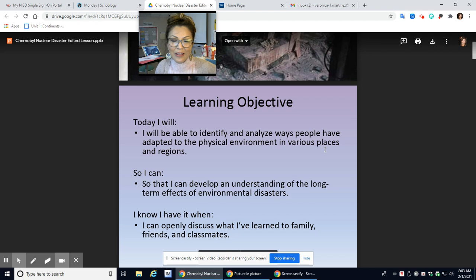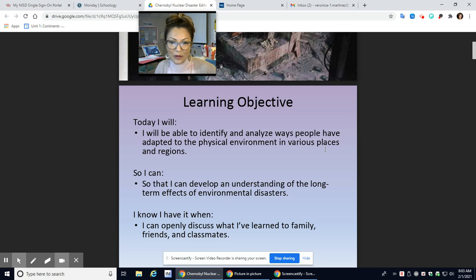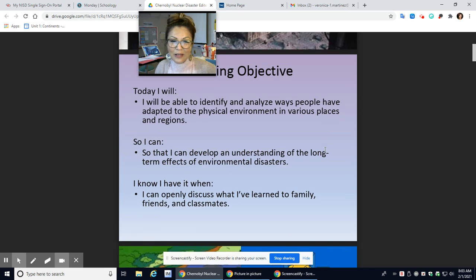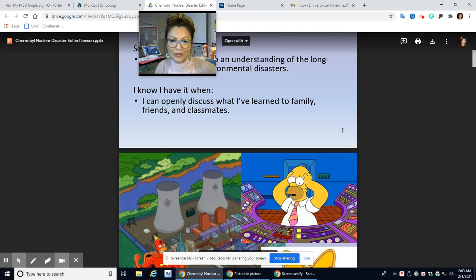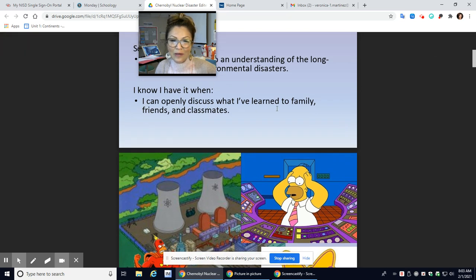Your objective today is: I will be able to identify and analyze ways people have adapted to the physical environment in various places and regions so I can develop an understanding of the long-term effects of environmental disasters. I know I have it when I can openly discuss what I've learned to family, friends, and classmates. Again, this is a very interesting subject.